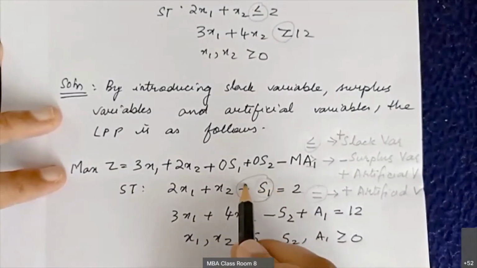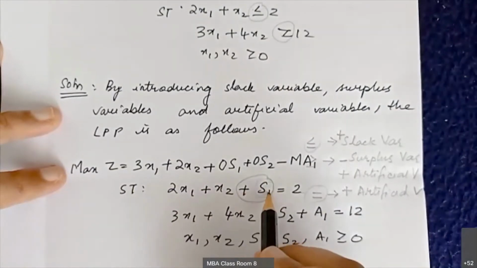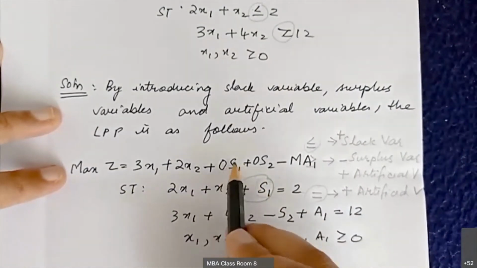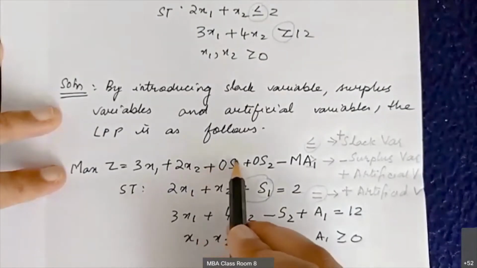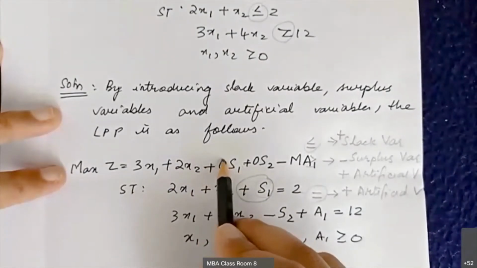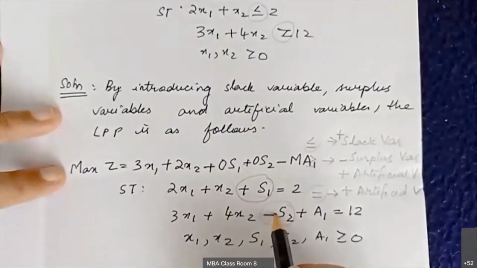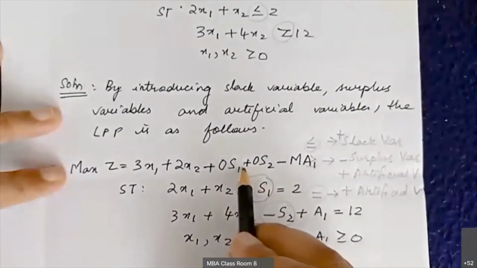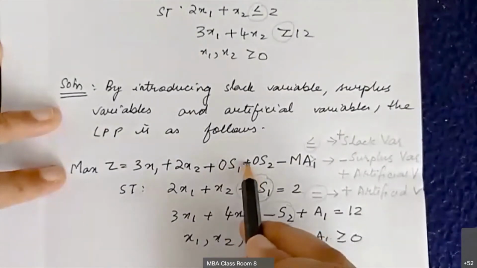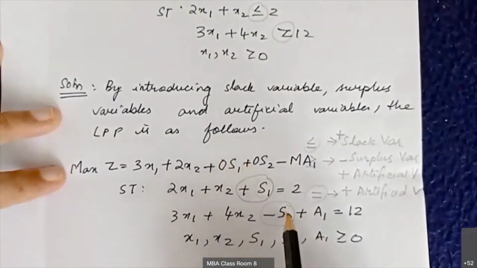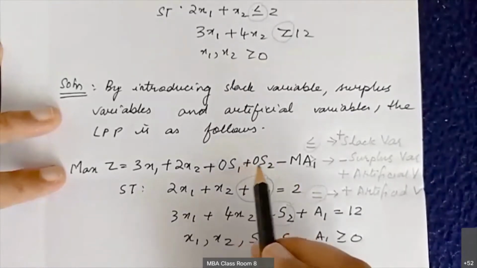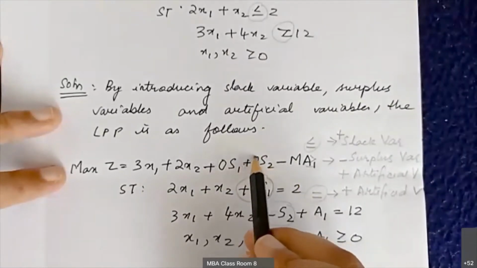S1, we have added S1 here. When we are introducing S1 into the objective function, you have to add S1 with the coefficient 0. Similarly, here you have subtracted S2, but even though you have subtracted S2, in the objective function you have to add it. Even here you have negative S2, but in the objective function it will be positive S2 with the coefficient of 0.